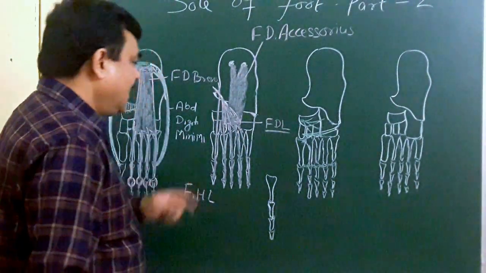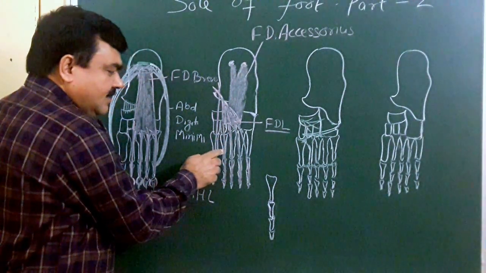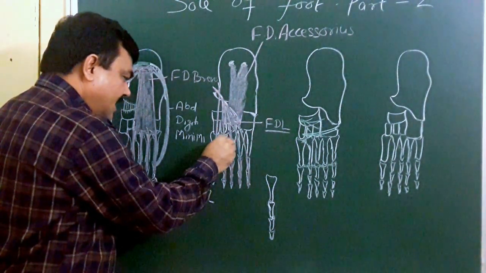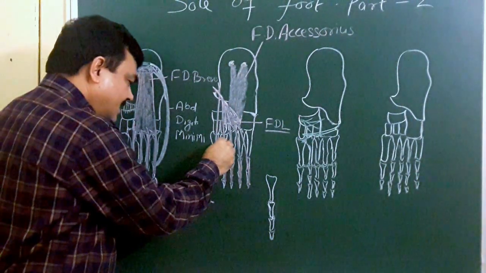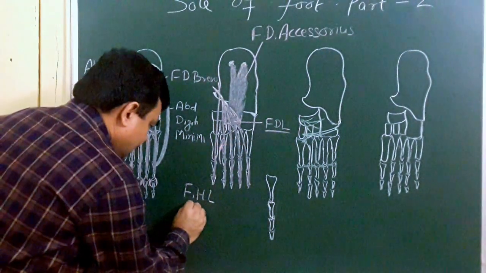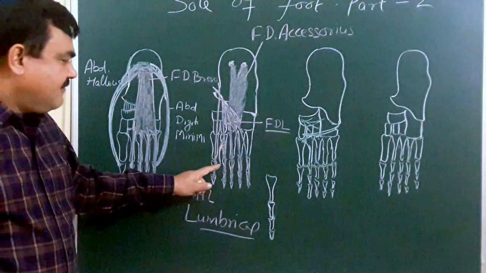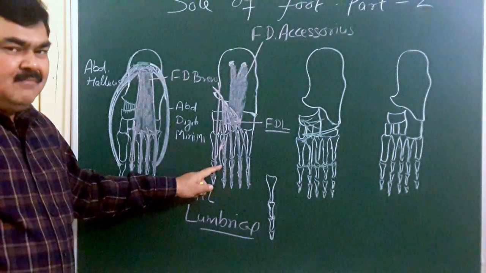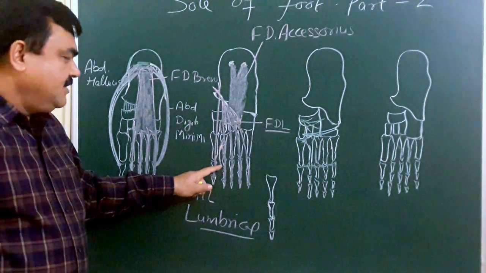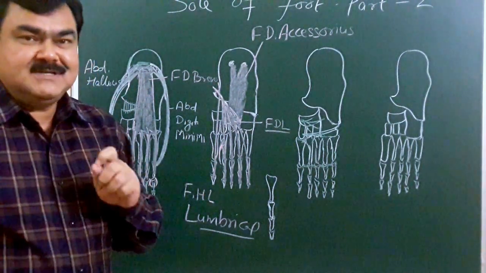Another muscle of the second layer takes origin from the medial side of the tendon of flexor digitorum longus. So here the flexor digitorum longus tendons give off a muscle towards the medial side. This muscle is the lumbrical. So this is the first lumbrical, which takes origin from the medial side of the first tendon of flexor digitorum longus. This muscle is a unipennate muscle.